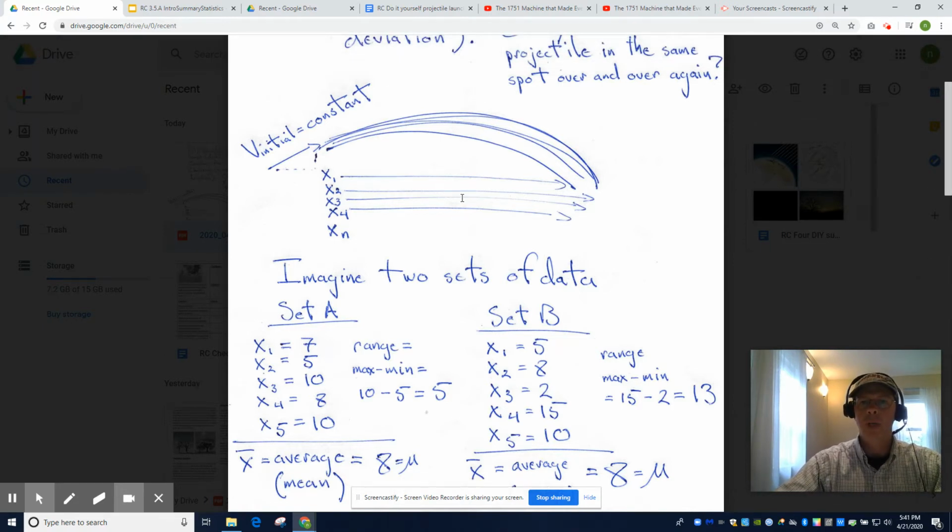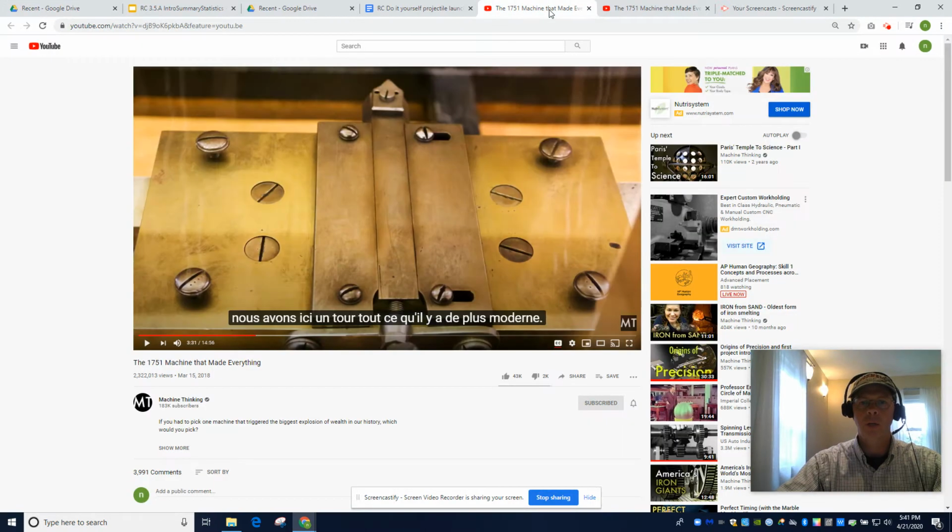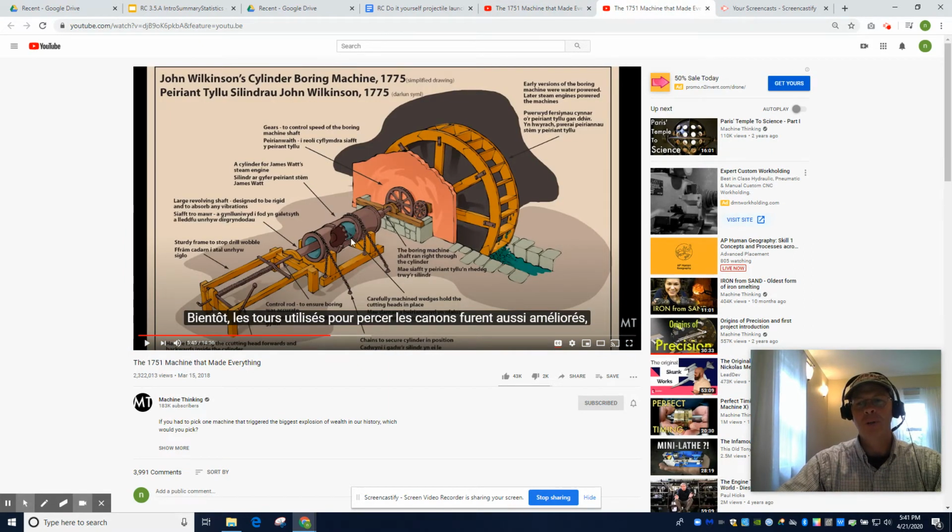This experiment has a lot of historical echoes. This is a great YouTube video from Machine Thinking. This is a metal lathe from Vukason. He allowed cannons to be bored very precisely and pistons within steam engines to be machined very precisely. Anyway, projectile motion has a historical connection to precision. And I think that's why these labs are traditionally associated.